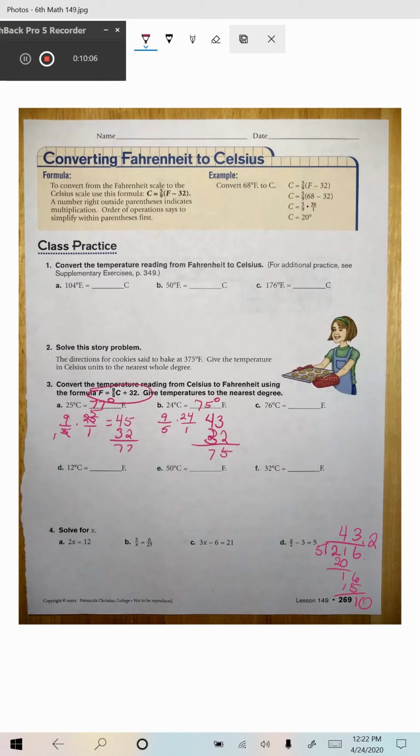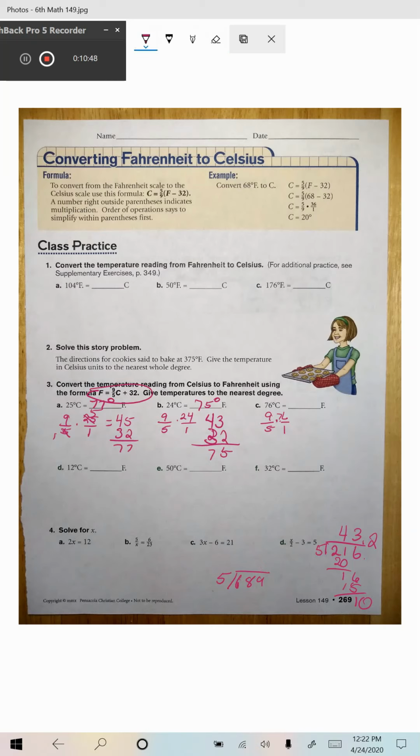Okay. All right, C. We're going to do 9 over 5 times the C first. Oops, 76. All right, that does not cross cancel, so I'm going to have to do 76 times 9. 68, right? 68 divided by 5. So use a pencil, just erase this part.